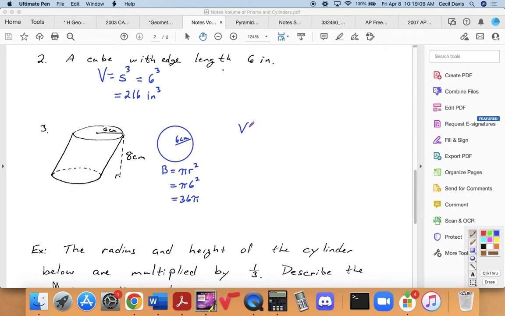Then the volume is going to be the area of the base multiplied times the height. So it's 36 pi times the height of this is 8. Let's see, that's 288 pi, if I've done the math correctly in my head. Cubic centimeters.